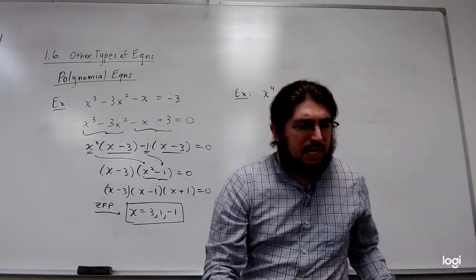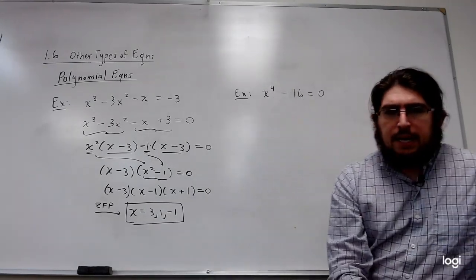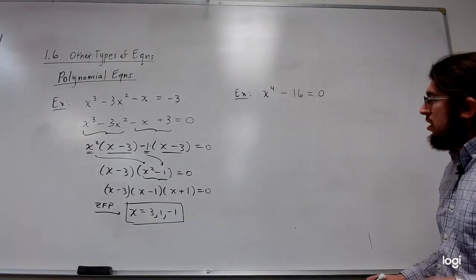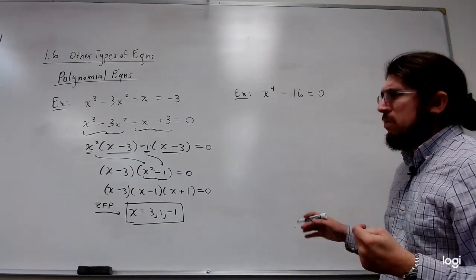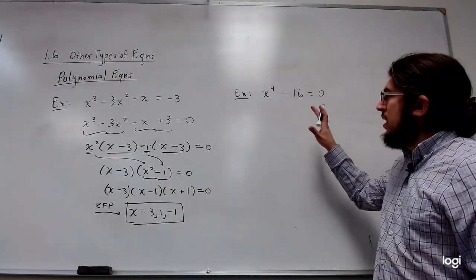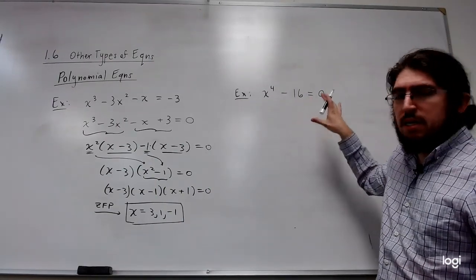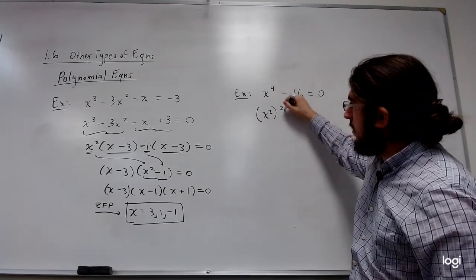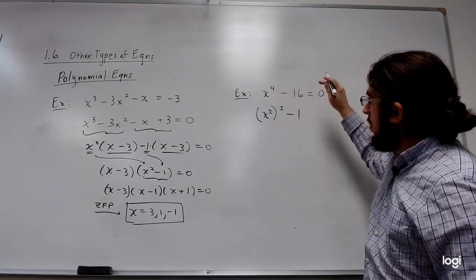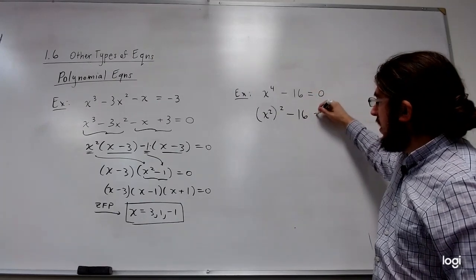This is a little different. This is what is called basically quadratic form. It's in quadratic form. We'll see another example of quadratic form in a second, but first let's handle this one. What I'm going to notice is that this is x squared squared. I'll just leave it like that right now.